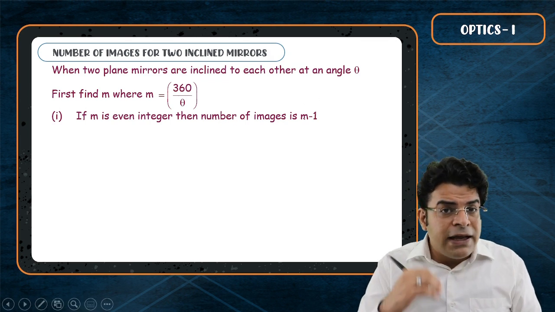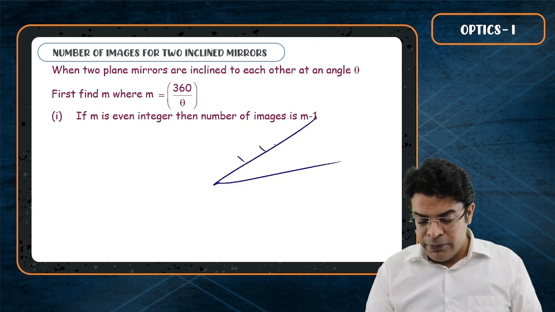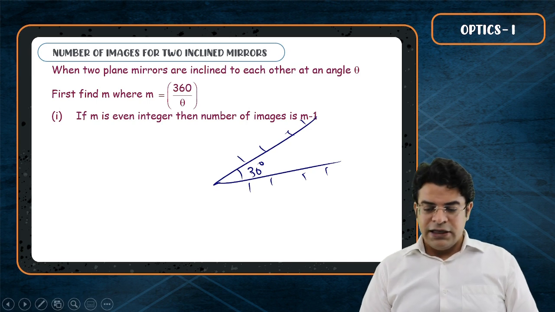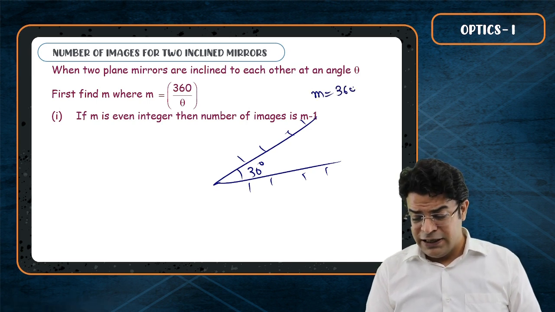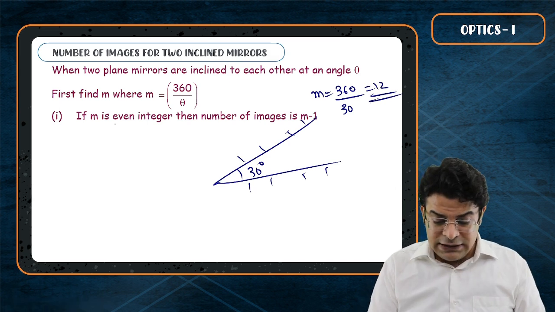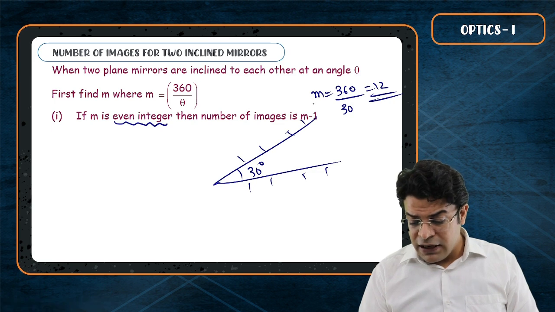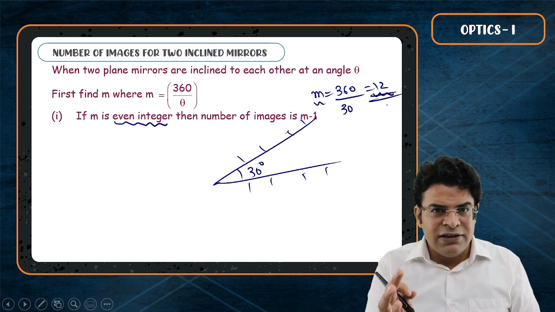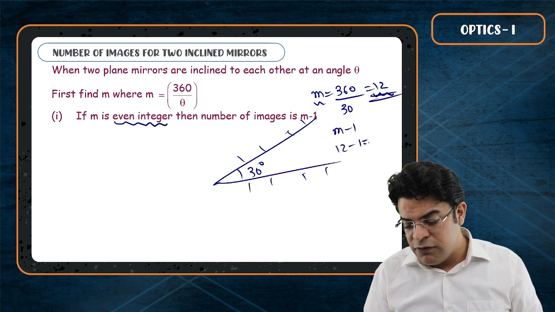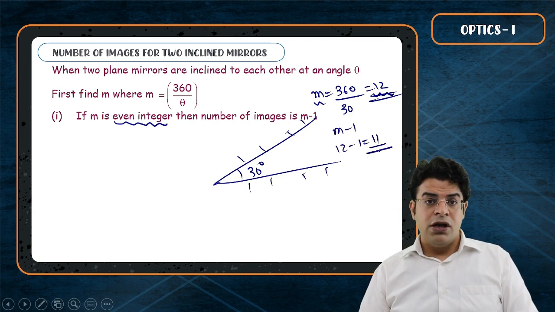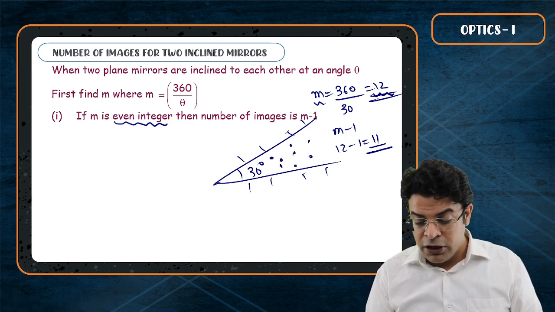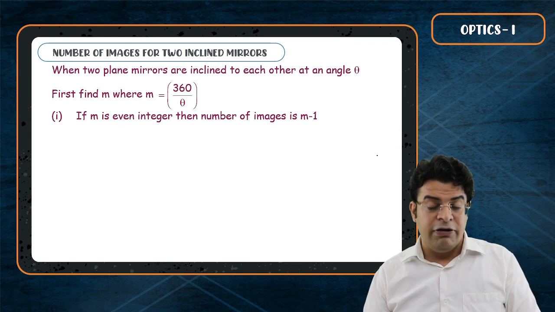So for the example I just took, if you have two plane mirrors inclined with each other at an angle of 30 degrees, then the value of m, which is 360 by theta, will be 360 by 30, which is 12. And we know that this 12 is an even integer. So if you get m as an even integer, then the number of images is m minus 1, that will be 12 minus 1, you will get 11 images. Irrespective of where the object is placed between the two mirrors, the number of images will be 11.